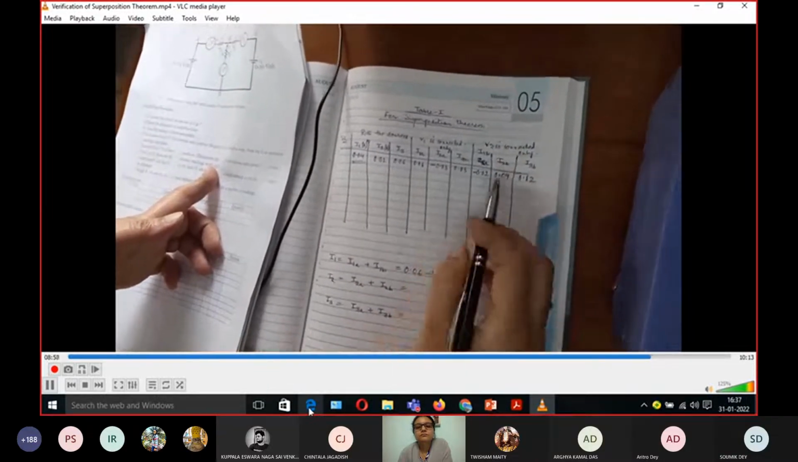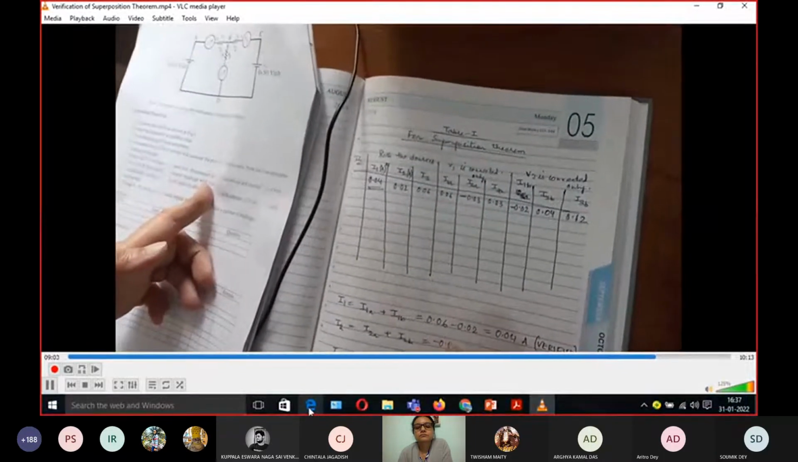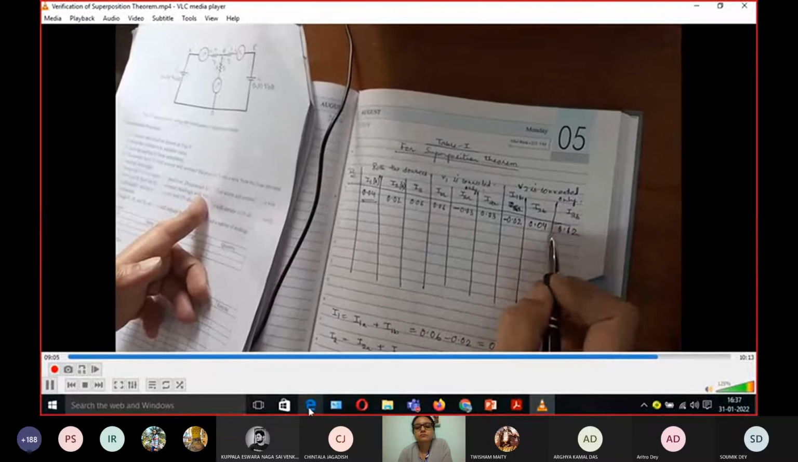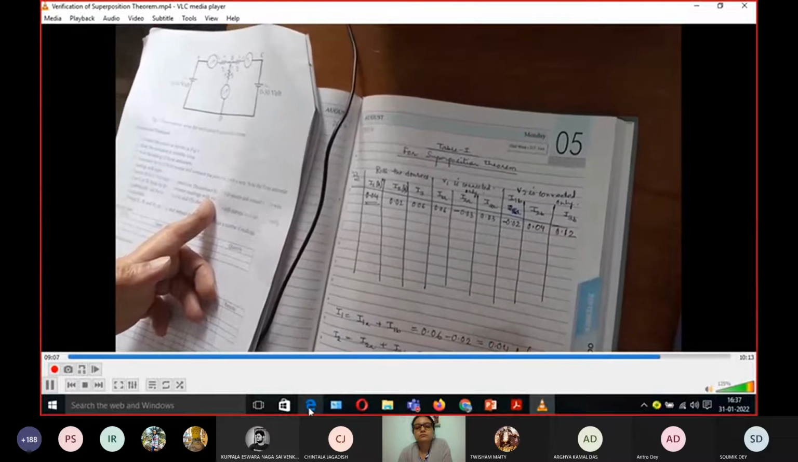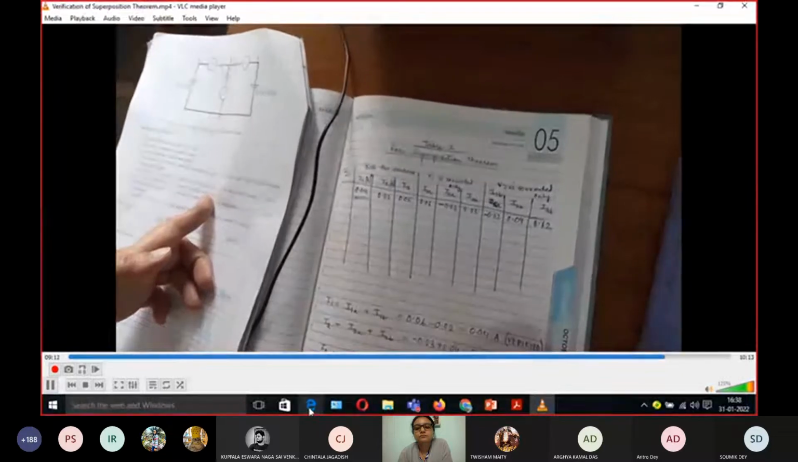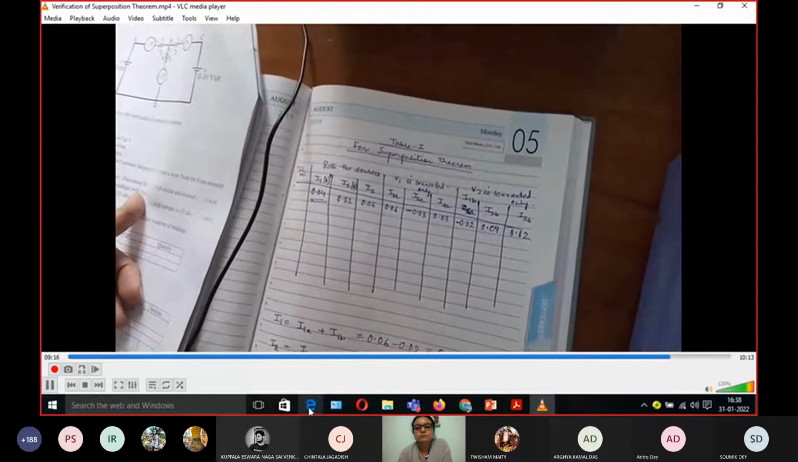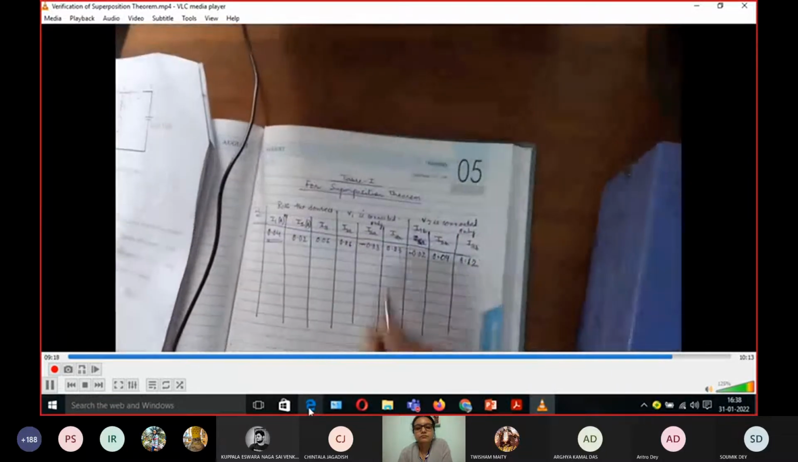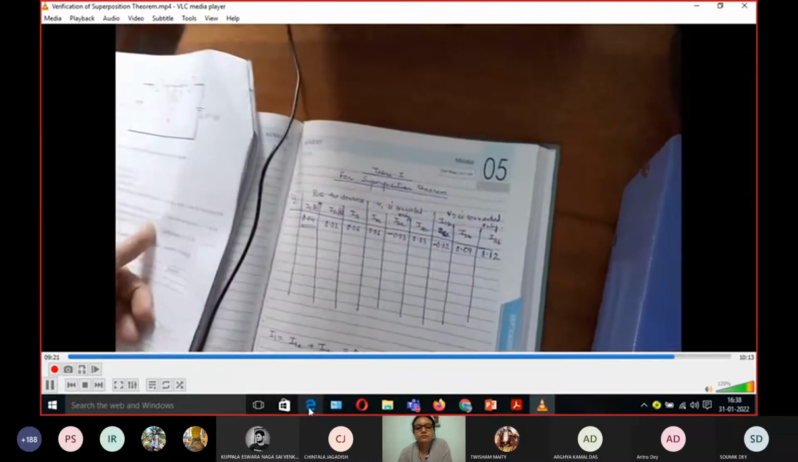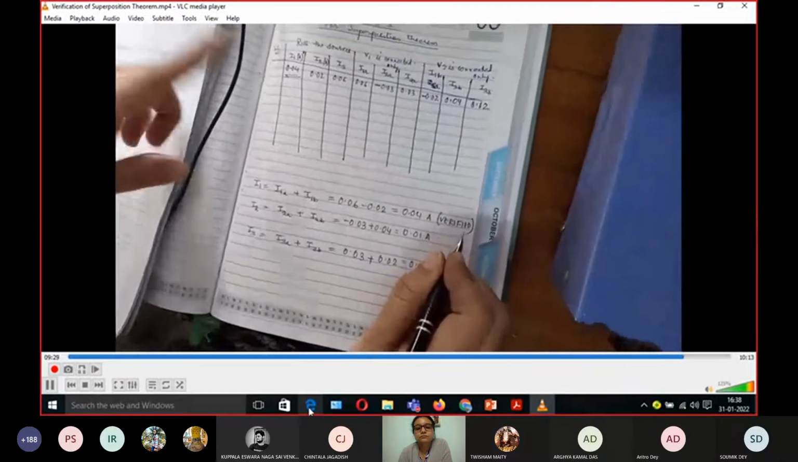Right. Next is I2A and I2B. I2A is and I2B is ampere, and I3A and I3B. I3A is ampere. Now look at here.